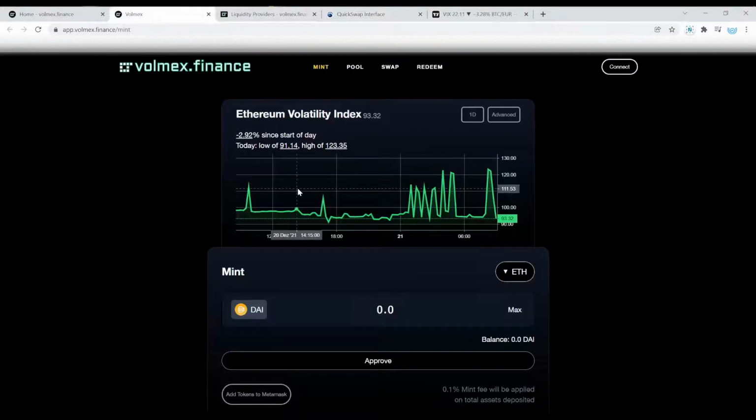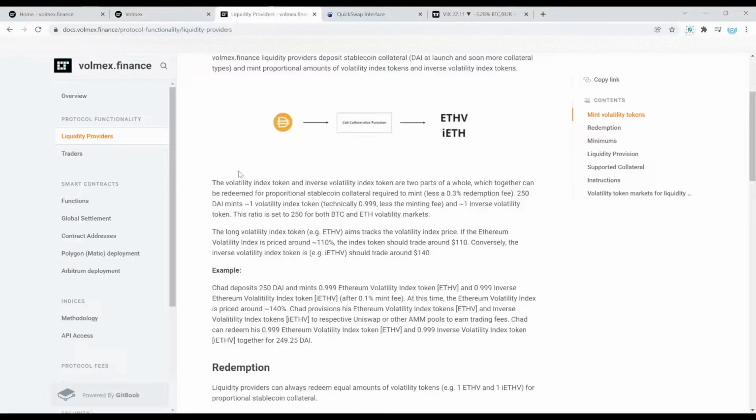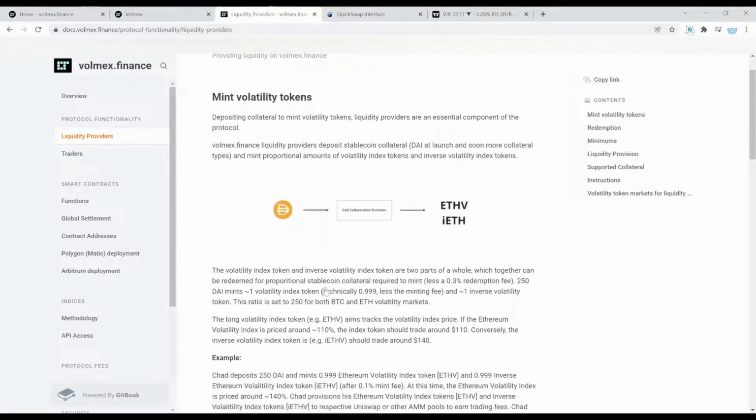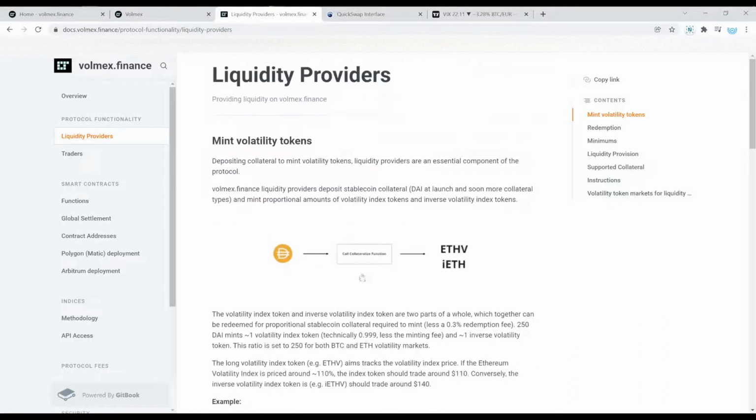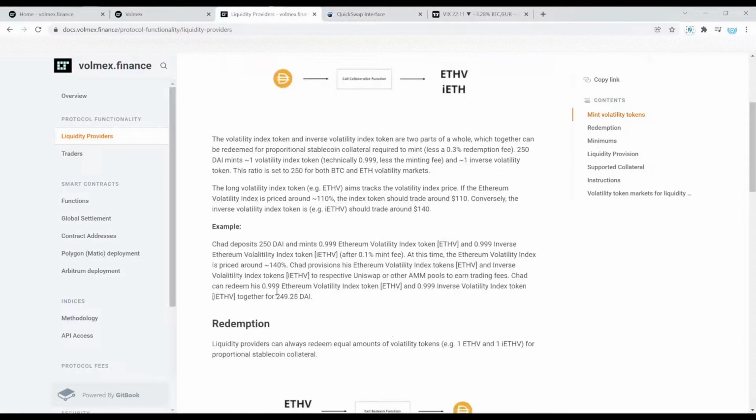Yes, so what they're offering is basically two tokens, the volatility token and the inverse volatility token, okay? If you come over here to their docs, then they have a nice example of how you can provide liquidity and how you can trade this token. Of course, we are farmers, so we are mostly interested in the liquidity providing section here.